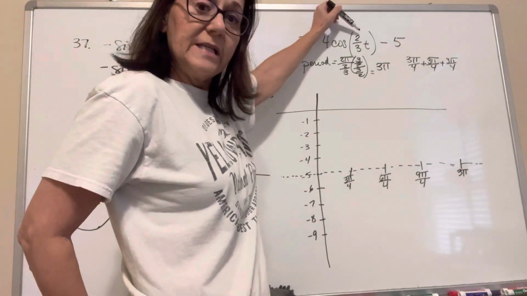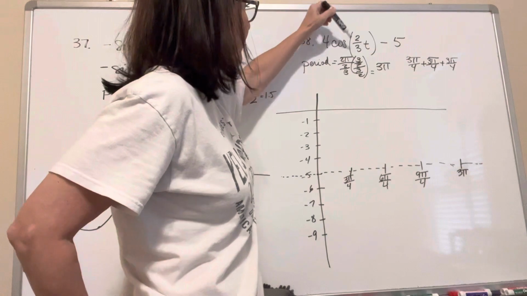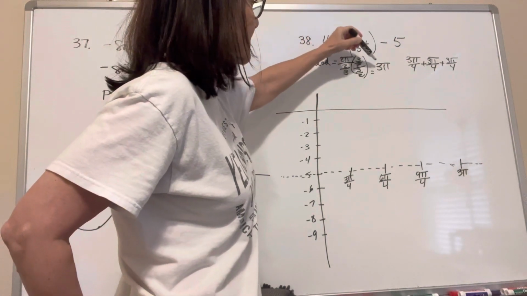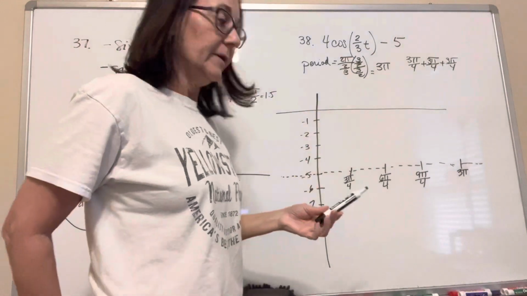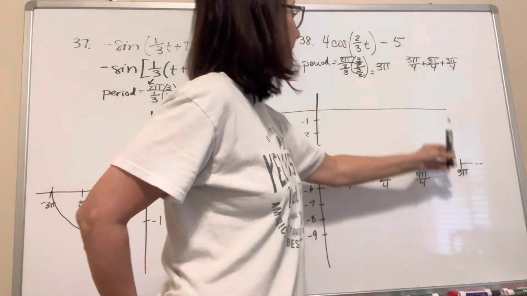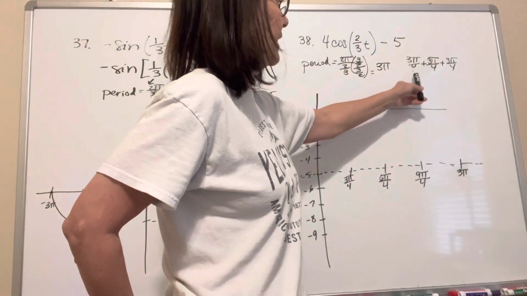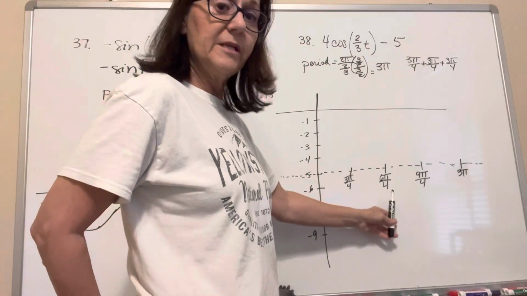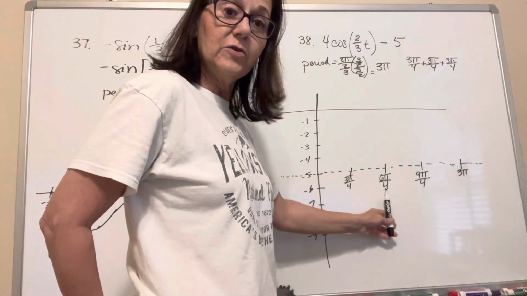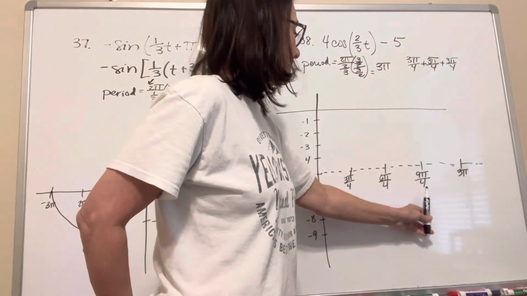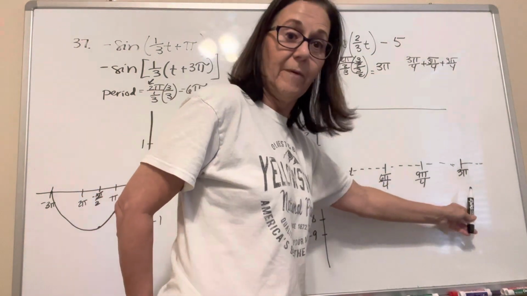This 2/3 t helps me know the period. So I did 2 pi divided by 2/3. Multiplying by 3/2 is 3 pi. So it's going to complete one cycle between 0 and 3 pi. Then I divided that 3 pi into 4 equal parts. So I did 3/4 pi, and I didn't even simplify these. Another 3/4 pi is 6 pi over 4. Another 3/4 pi is 9 pi over 4. And another 3/4 pi would be 12 pi over 4, which is 3 pi.